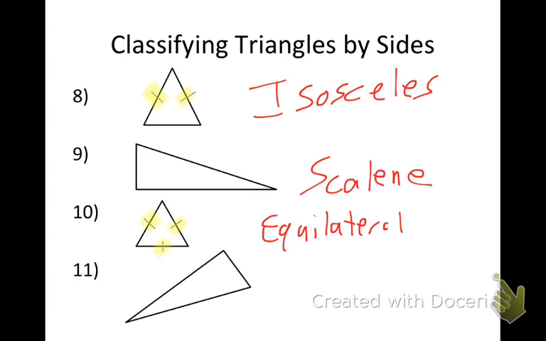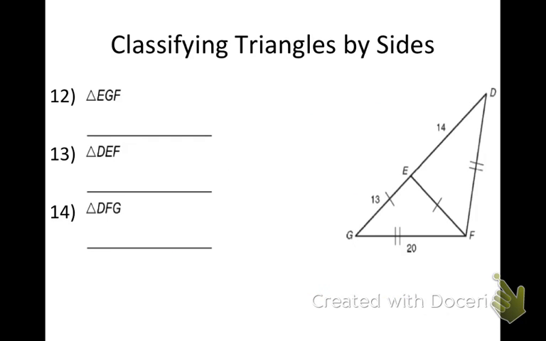What about 11? Audrey, what type of triangle would that be? That is scalene. All the sides are different. So we'd say that's a scalene triangle. Nice job. Take a couple seconds. Try these three on your own.